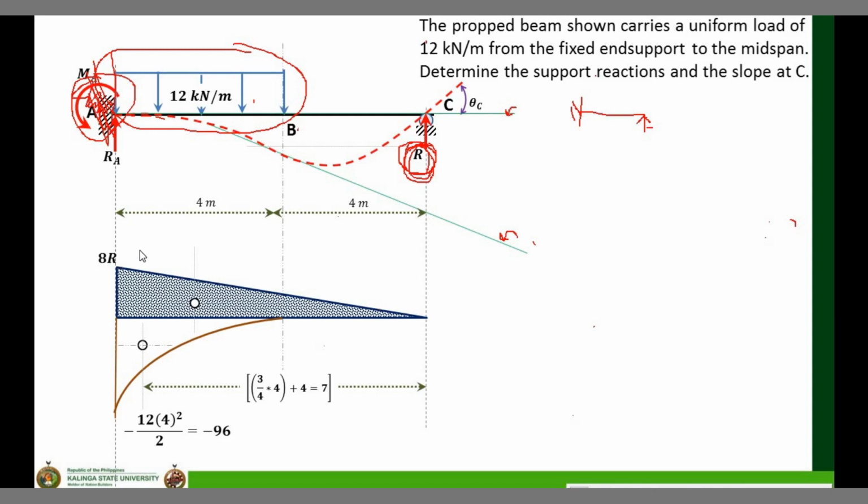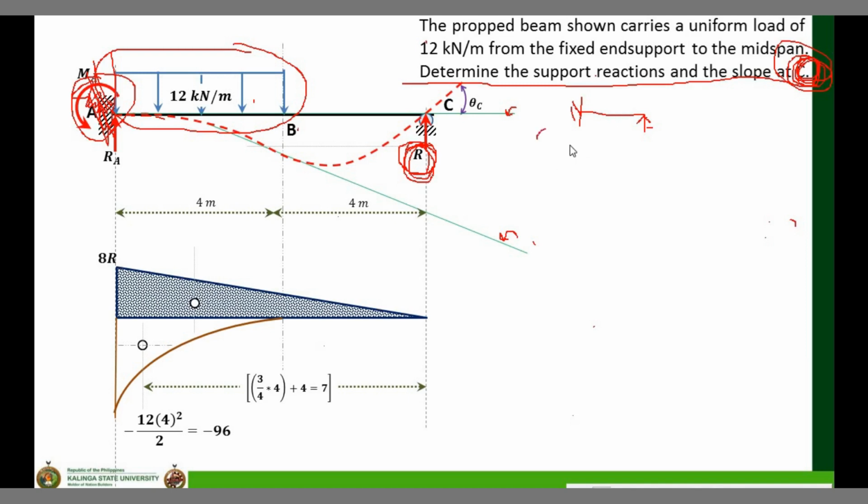And this, up to my point C. Point C is what I made my reference. Di ba, the problem asks for the slope at C. From that point C, we find the area and solve the problem.